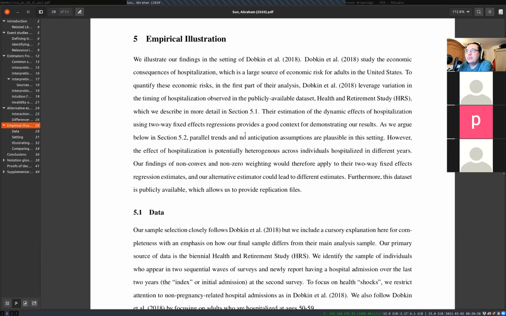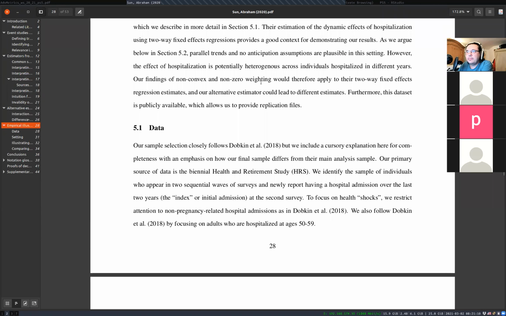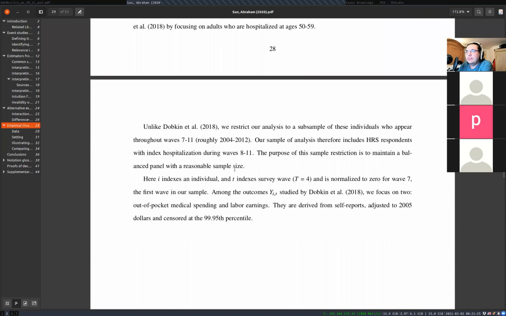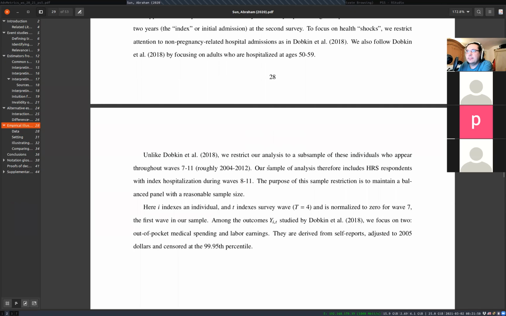so units of observations are individuals, and at some point they get hospitalized. Some of them don't, and we can look at their out-of-pocket payments for the insurance and for their real earnings. And there are some restrictions that we're going to impose. So we're going to look at individuals that are younger than 59. And we'll look at waves 8 through 11. So the hospitalization in waves 8 through 11, and pre-hospitalization data are from waves 7 to 11. And we're going to build a balanced panel.